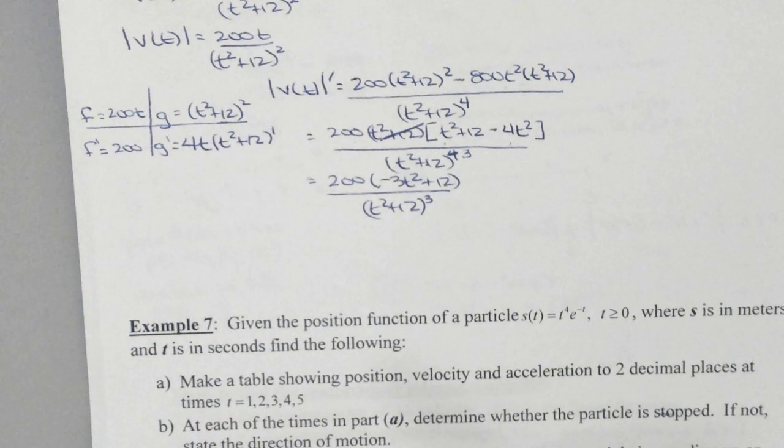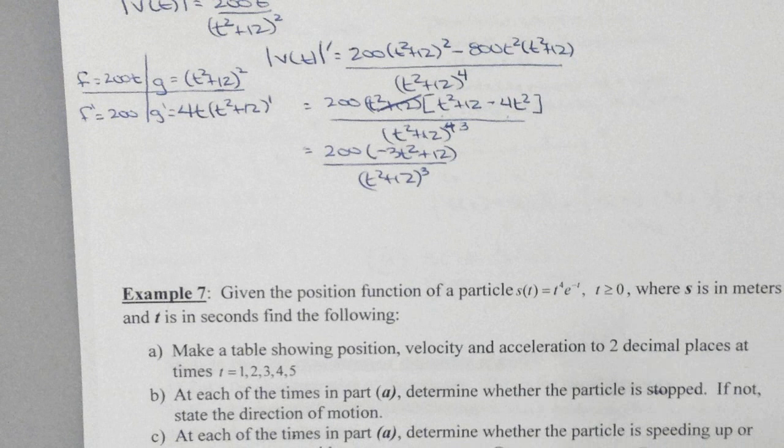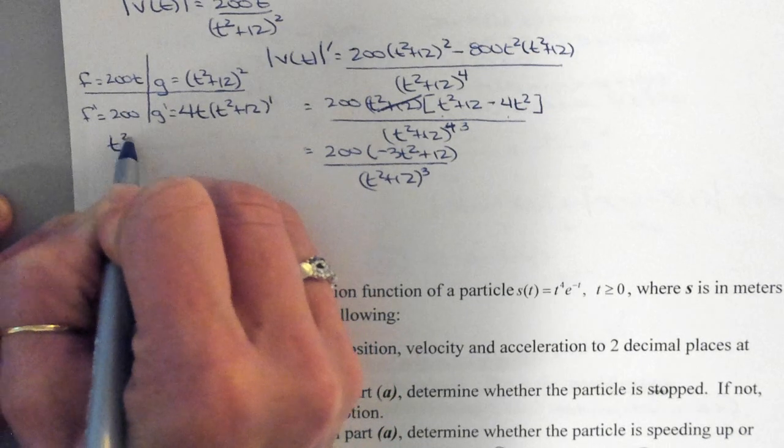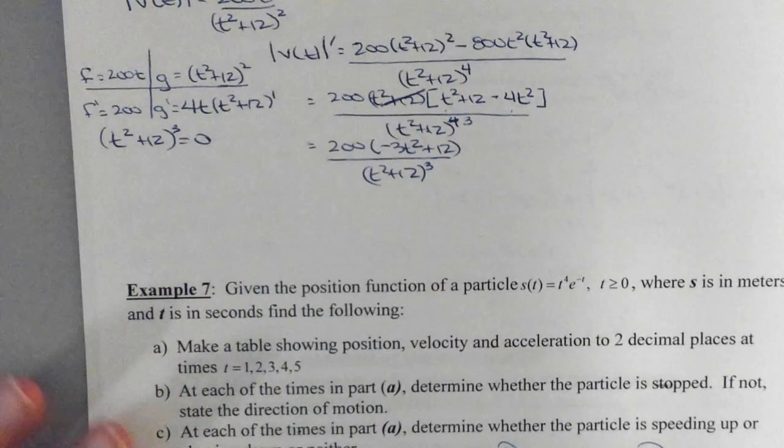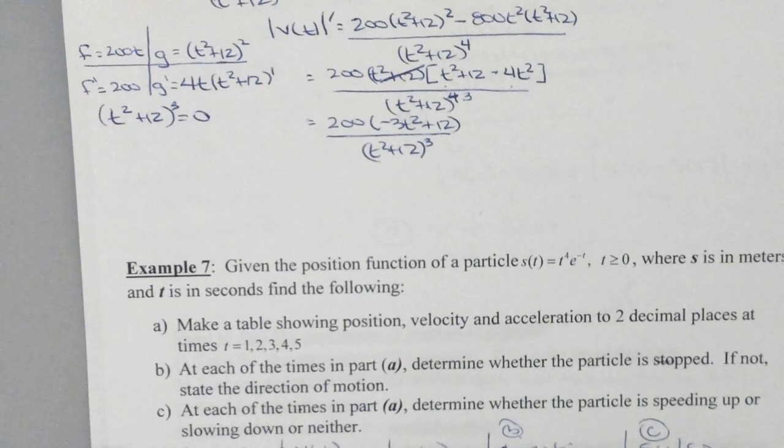So when you have a rational function and you're looking for critical numbers, remember you set the numerator equal to 0 and the denominator equal to 0. Let's talk about the denominator really quick. If I set the denominator, t squared plus 12 to the third power, equal to 0, remember, you want to solve for your t value. So what's the first thing you would do to get rid of the cube? Take the cube root. What's the cube root of 0?